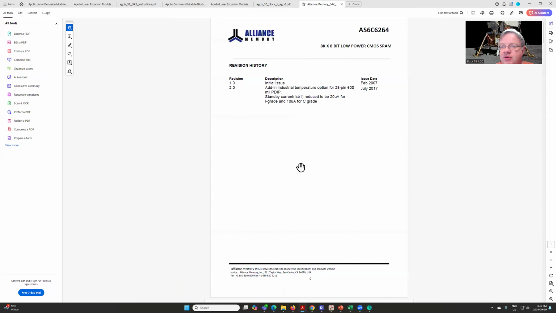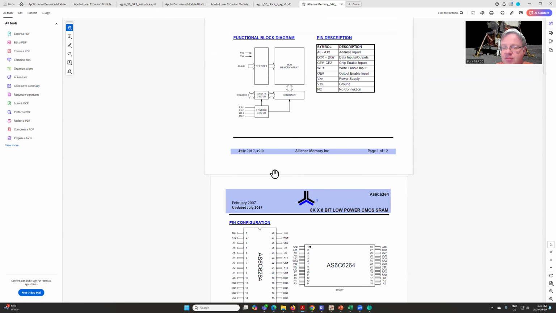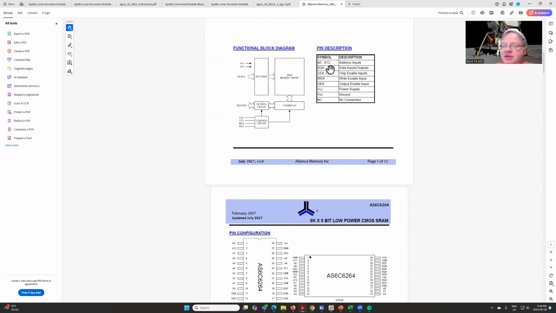Yep. So I'm going to be using an AS6C6264, which is an 8K by 8-bit CMOS SRAM. You can see we've got our pinout. There are 13 address lines, and then we've got 8 data lines, a variety of chip enable inputs, write enable, output enable, power, ground, that sort of thing.